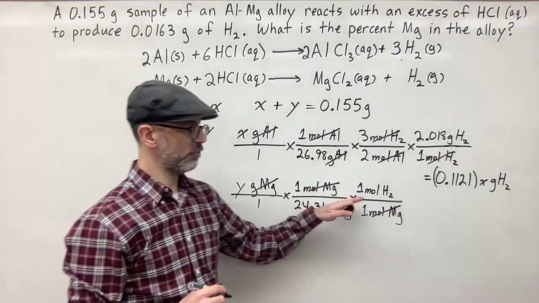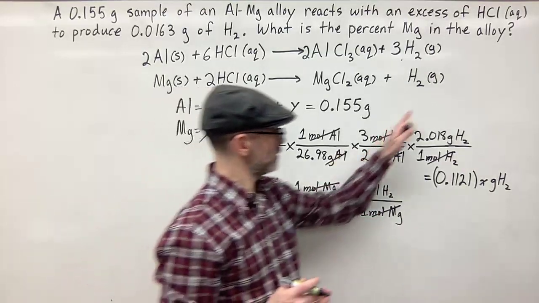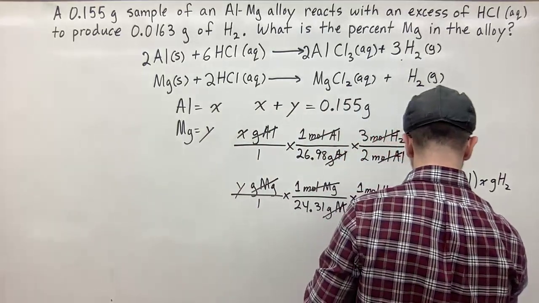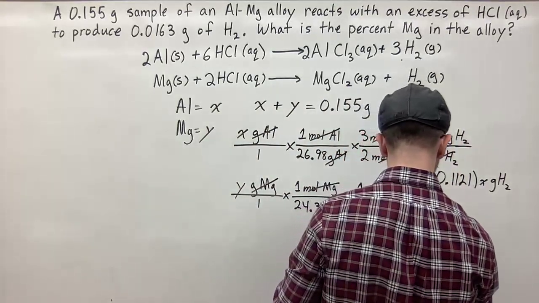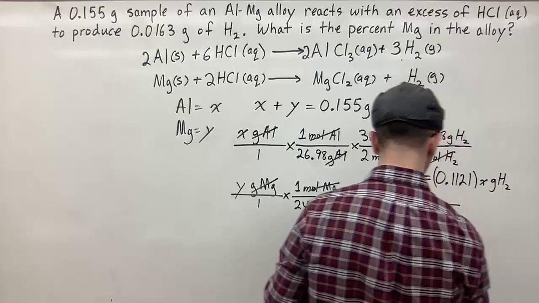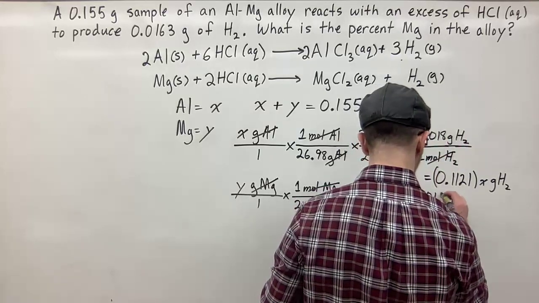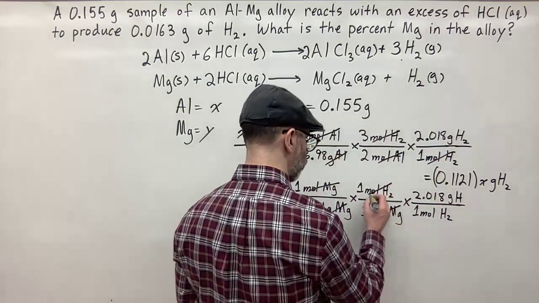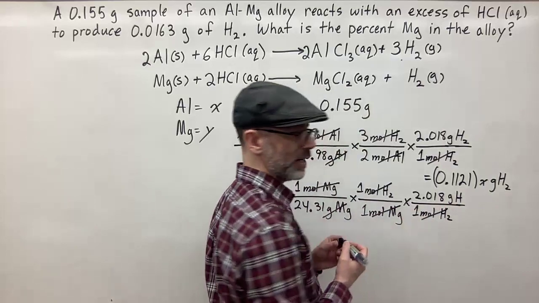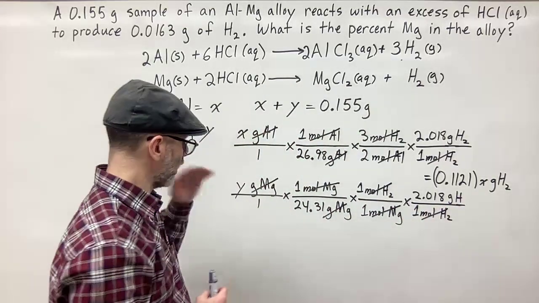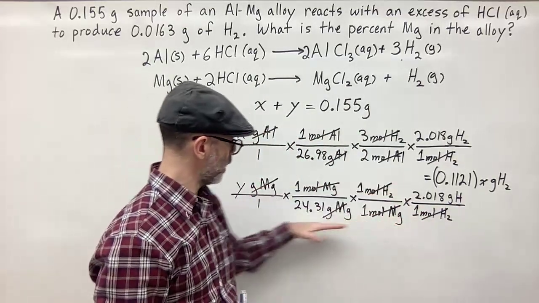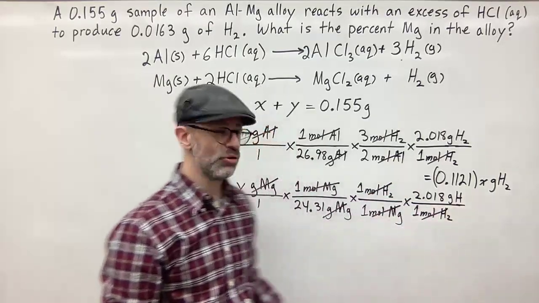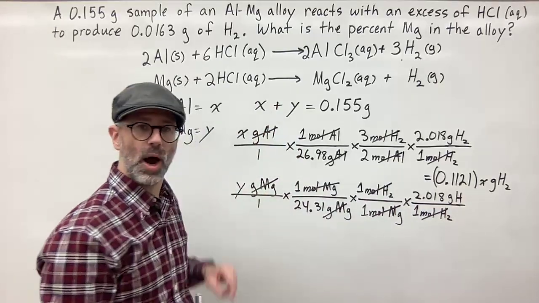Now that I have moles of hydrogen, I'm going to use the molar mass. So I'm going to do this step again. I have 1 mole of H2 on the bottom and 2.018 grams of hydrogen on top. Moles of hydrogen cancel out. Now I have grams of hydrogen, so I'm done. All I need to do is multiply across the top, divide by the bottom, and I've got my amount of hydrogen produced from magnesium in terms of Y.